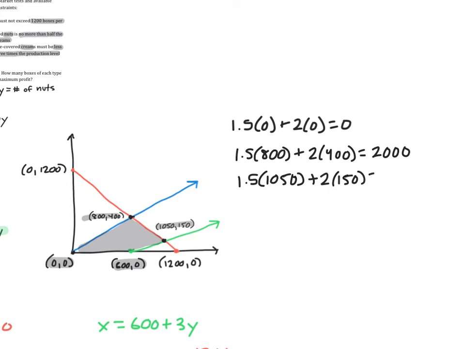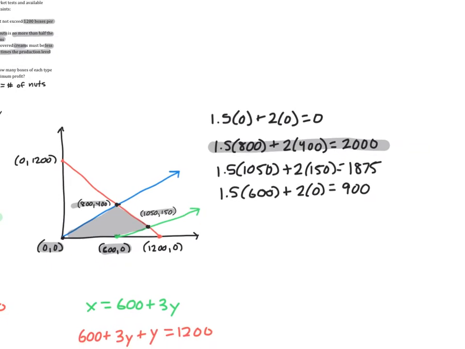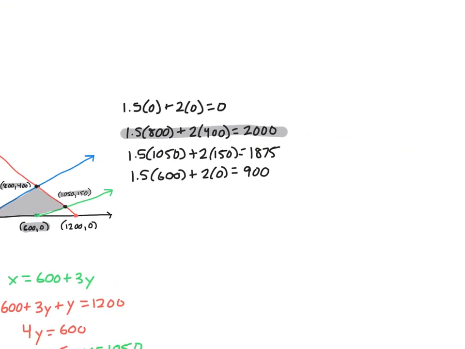So that will give us a profit of $1,875. And our last coordinate at 600, 0 will give us a profit of $900. So the numbers on the right represent the profit. And since we were trying to maximize profit, that will occur at this value and at that solution point.